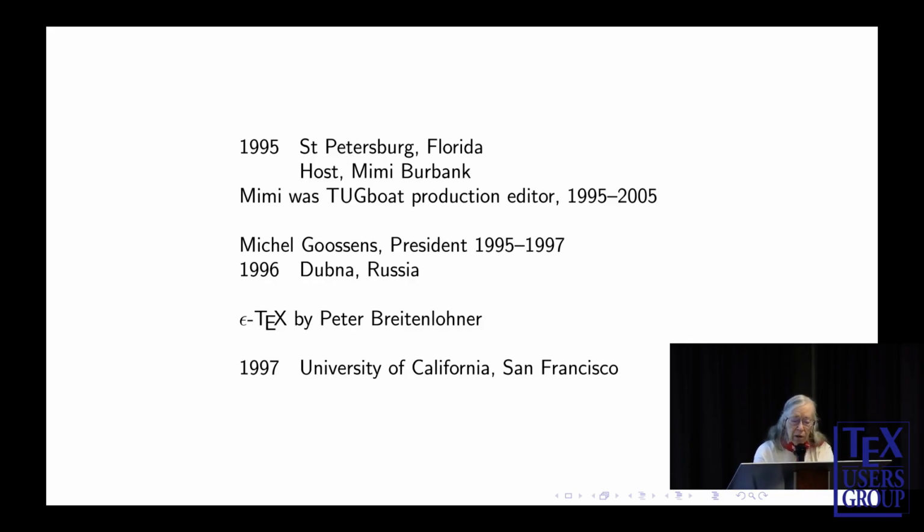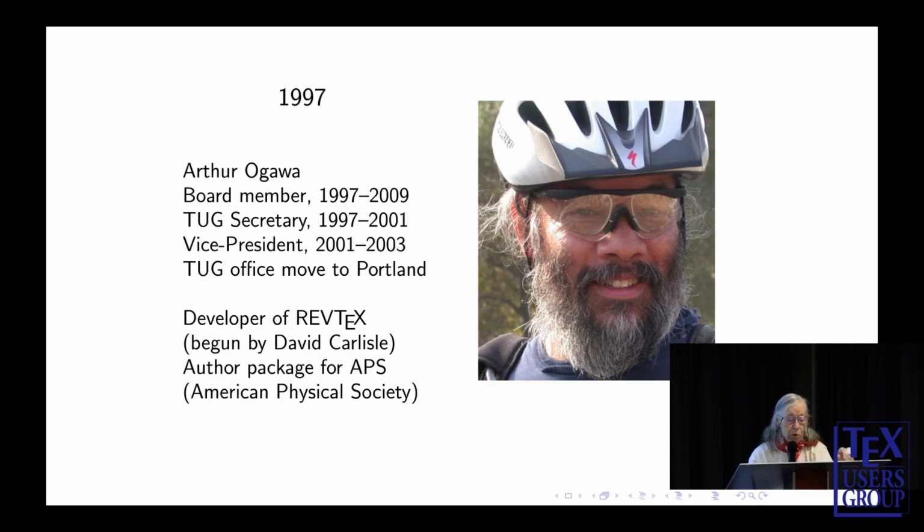So we're still getting at the first flush of interesting meetings. The 1997 meeting was held at the University of California, San Francisco. One of the hosts was Arthur Ogawa, who was board secretary from 1997 to 2001 and vice president until 2003, and after that he remained on the board through 2009.